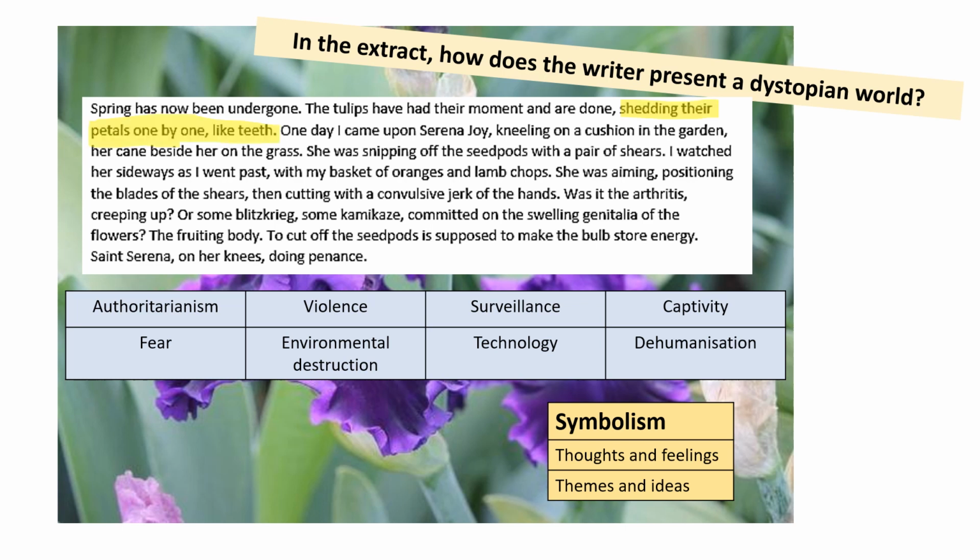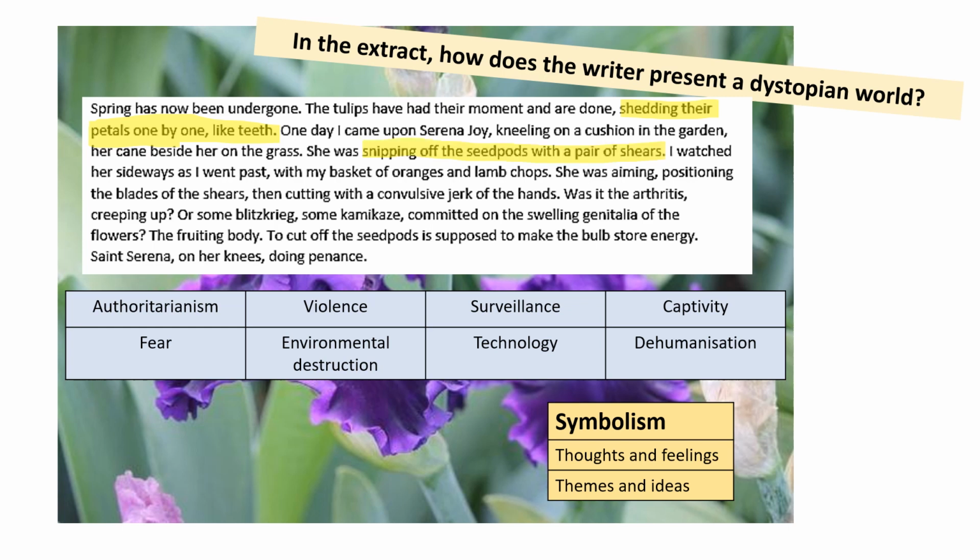So let's consider some key symbols in that passage. First of all, she describes the tulips shedding their petals one by one like teeth. And I want you to think about that very strange simile, shedding their petals like teeth. Well, we shed our teeth in dreams, don't we, in nightmares? And if you have a dream about your teeth falling out, it symbolizes your vulnerability. So in other words, when she talks about shedding the petals one by one like teeth, this is a symbol of fear. She's frightened.